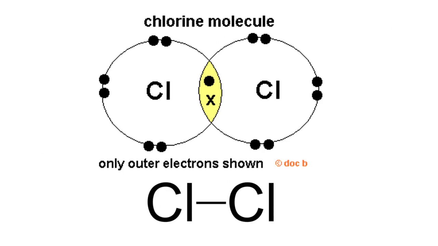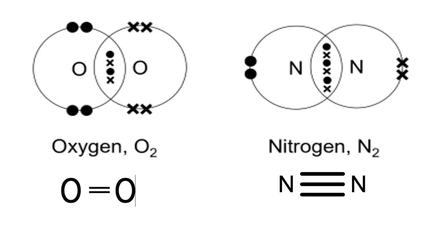You have to be able to draw all of these. Maybe pause to make sure you can soak it in. Oxygen's got a double bond, so 2 dot crosses. And nitrogen's got a treble bond, so 3 dot crosses in the middle. It just has to add up to 8 in the Venn diagram.